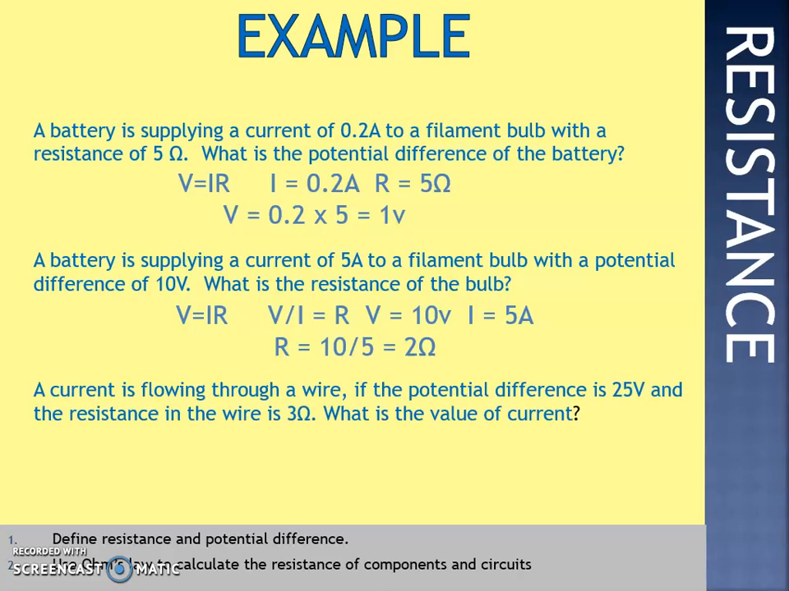Finally, a current is flowing through a wire. If the potential difference is 25 volts and the resistance is 3 ohms, what's the value of the current? Again, write out my equation and rearrange it. V equals IR, therefore current is voltage over resistance. Got my values from the question there. Voltage is 25, resistance is 3, giving me an answer of 25 divided by 3, 8.33 amps. Be careful with your units, be careful with your rearranging.